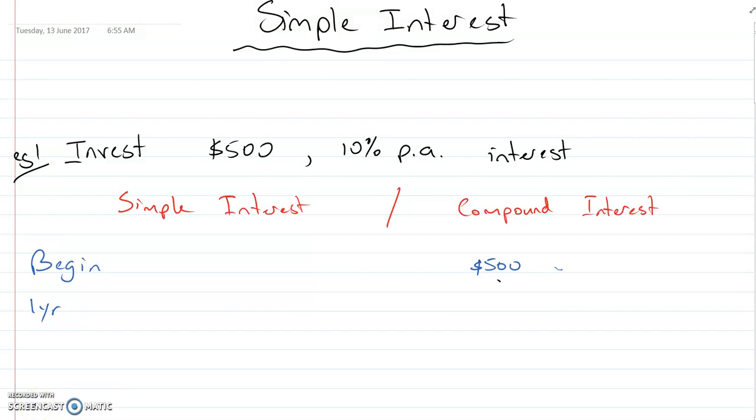Simple interest. There are two ways to calculate interest: simple interest and compound interest. Let's have a look at a simple example. If we invested $500 and we get 10% PA interest. First off, PA, if you see that, means per annum, which just means per year.